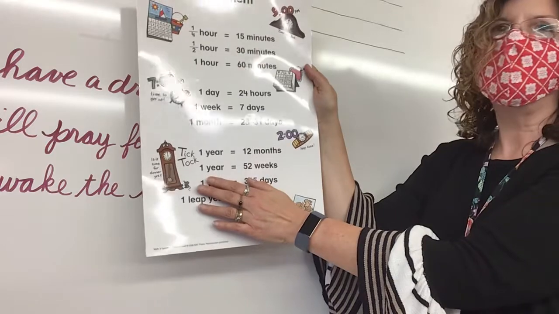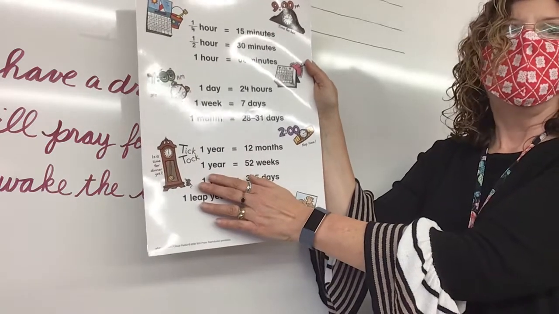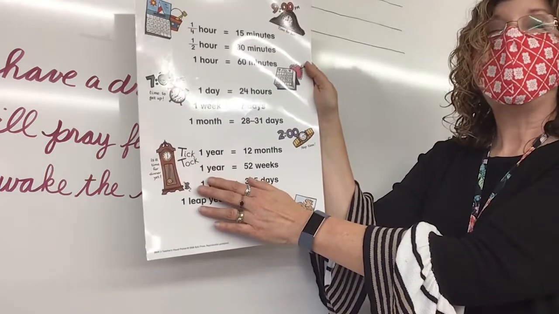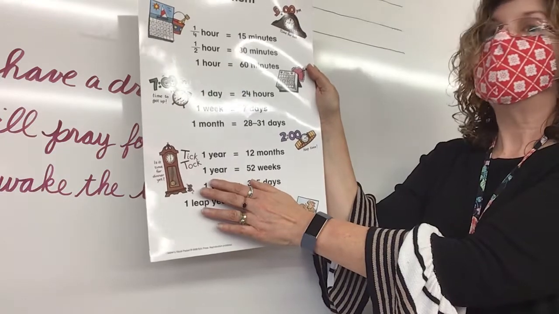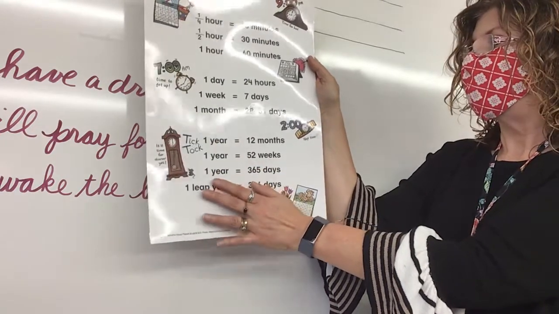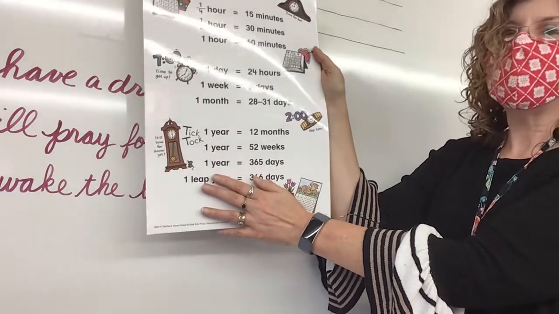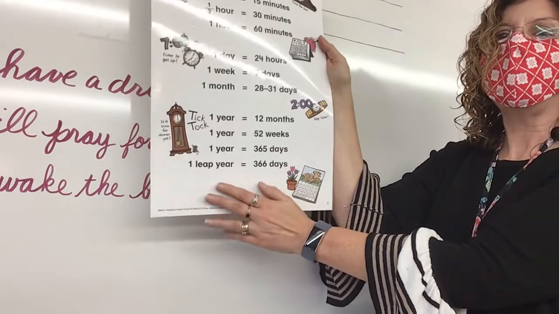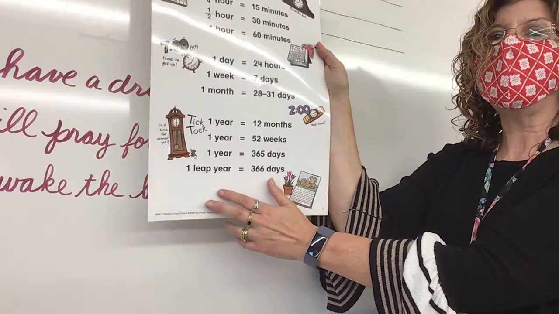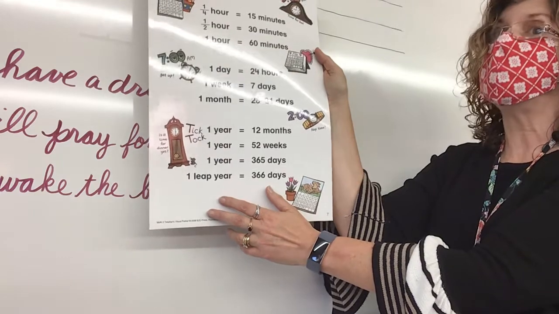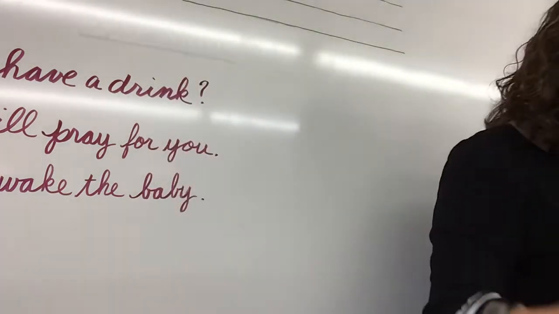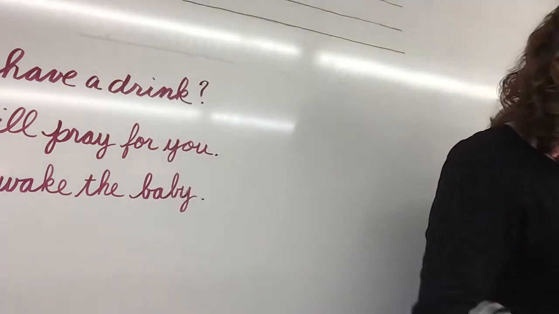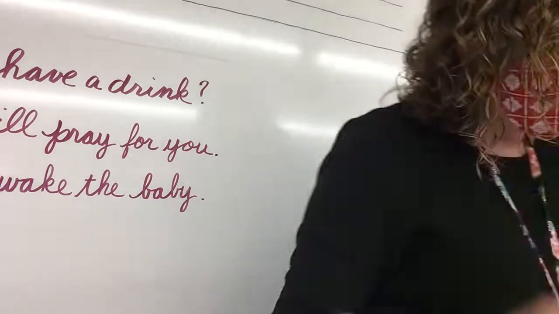1 year equals 52 weeks. I actually put it on your papers as about 52 weeks because it is not exactly 52 weeks. But 1 year equals 365 days. 1 leap year equals 366 days. All right, we are doing calendar today. All right, so it is not very hard.